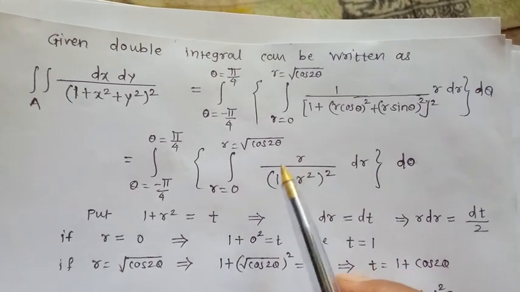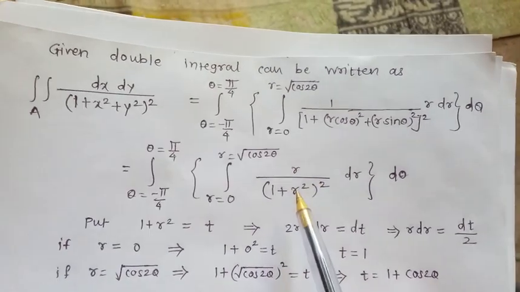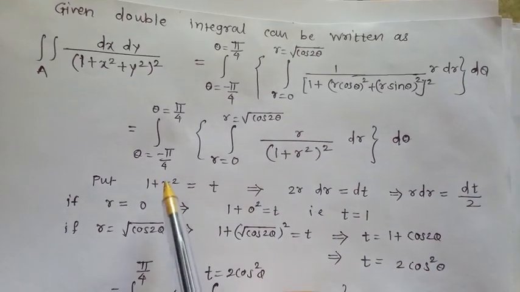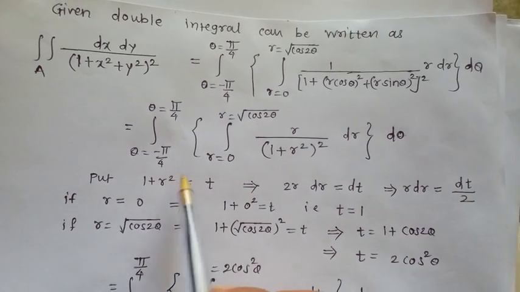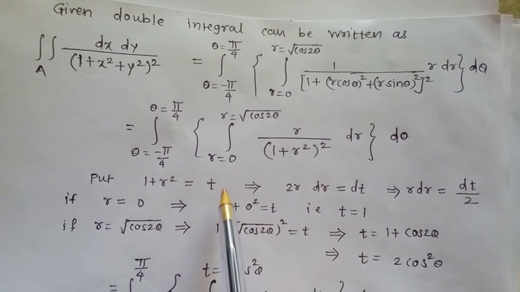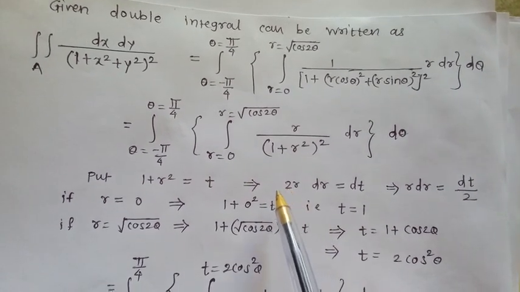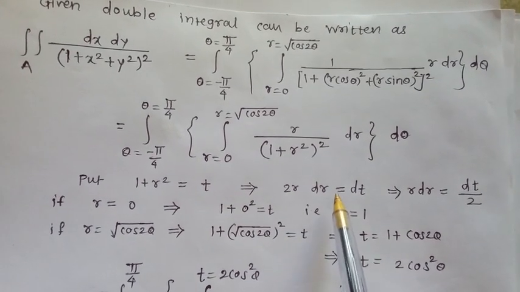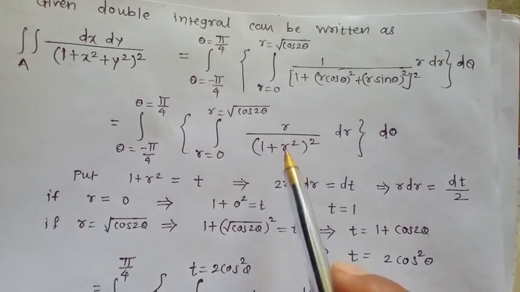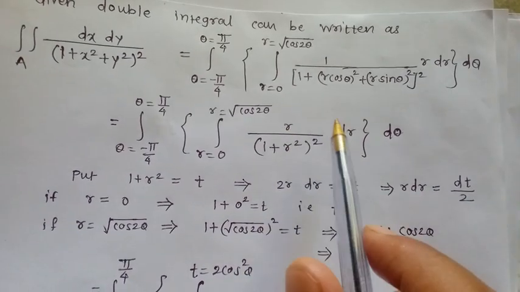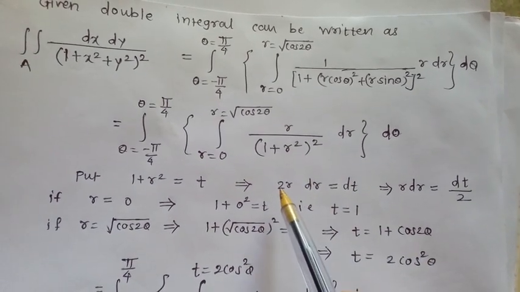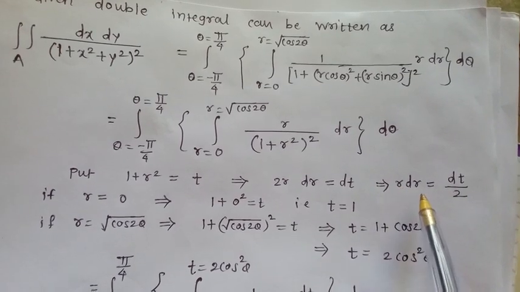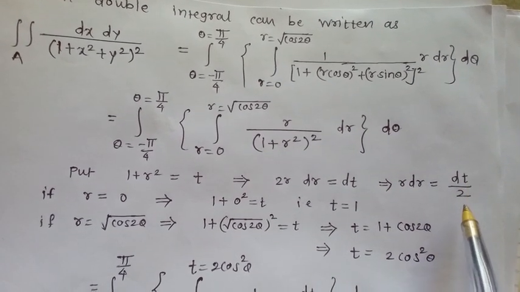Now we have to find the integration of this with respect to r, but for this there is no standard formula, and that is why I am using a substitution. So I am putting 1 plus r square equals t. Differentiating both sides, 2r dr equals dt, and we want the term r dr only, so taking the 2 to the RHS, we get r dr is nothing but dt upon 2.